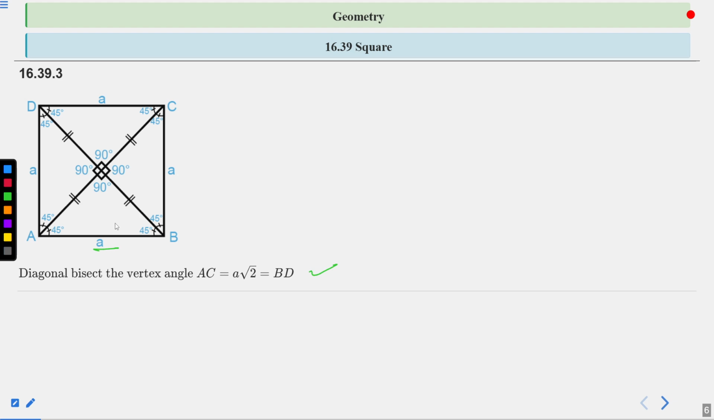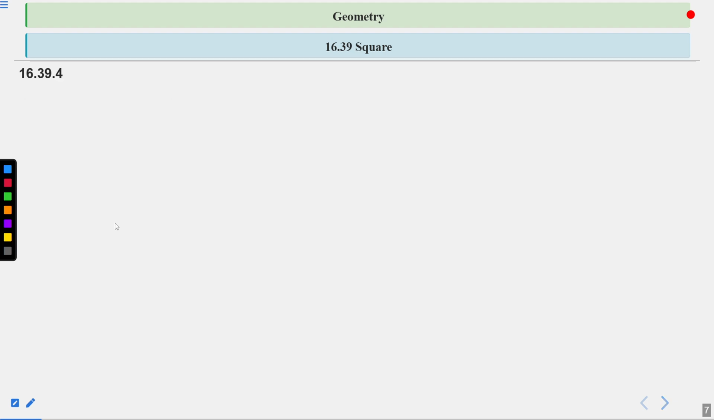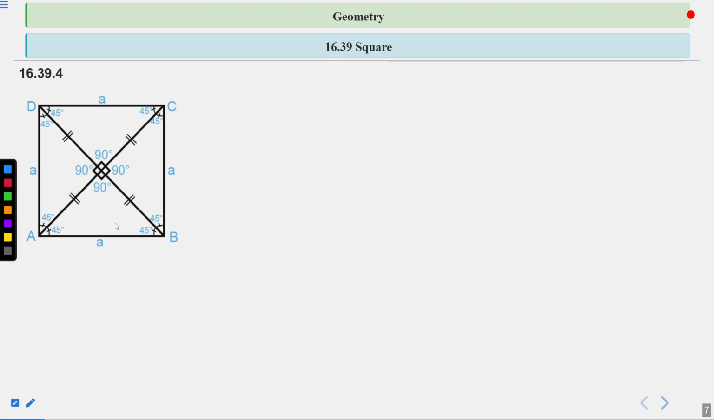So next one, 16.39.4 of the square formula. This is the diagram of the square. Now we can say that AO equals OB equals OC equals OD, which is equal to AC by 2, or we can say BD by 2.